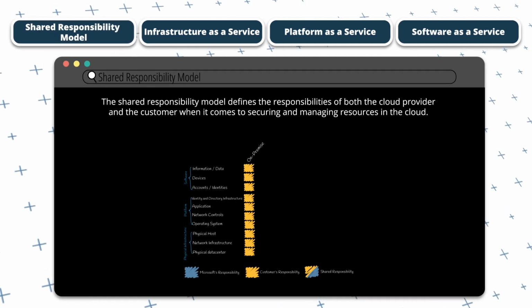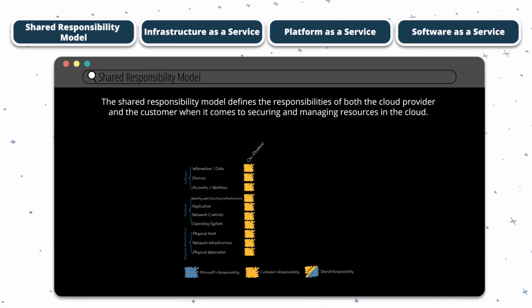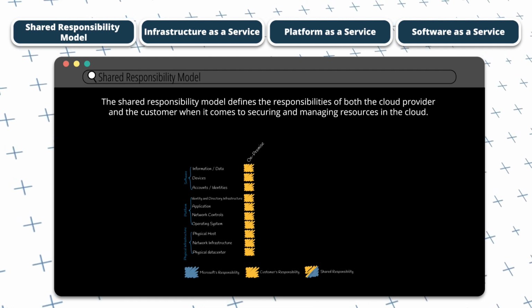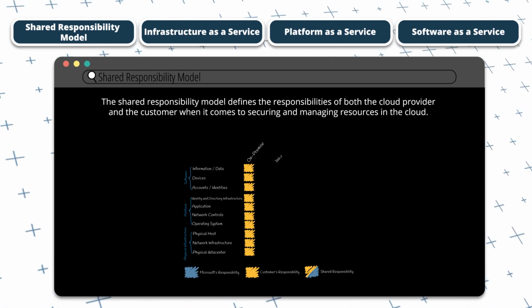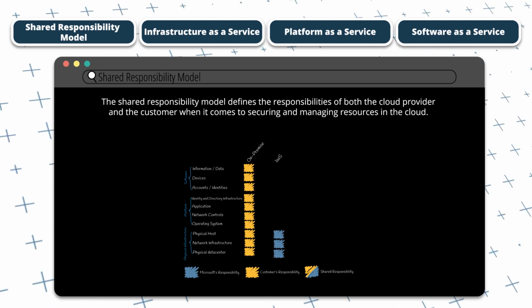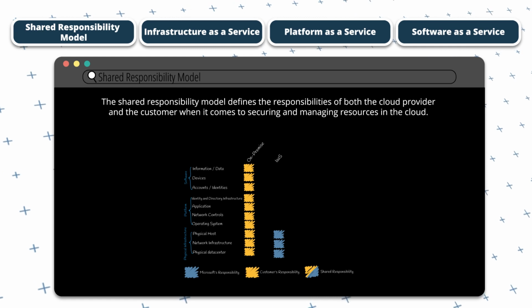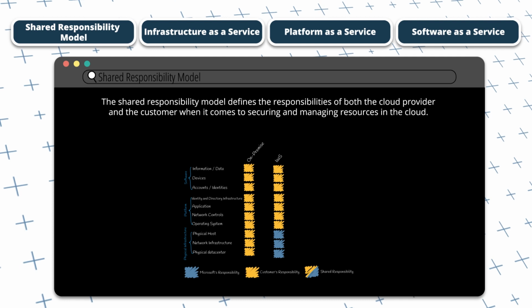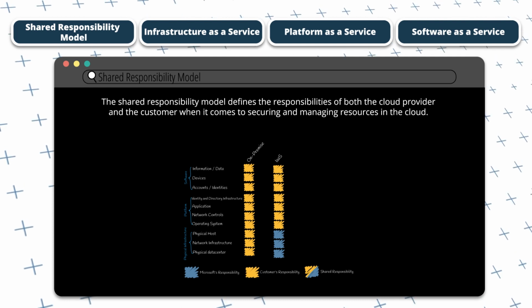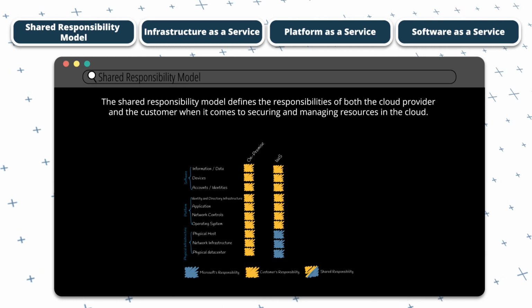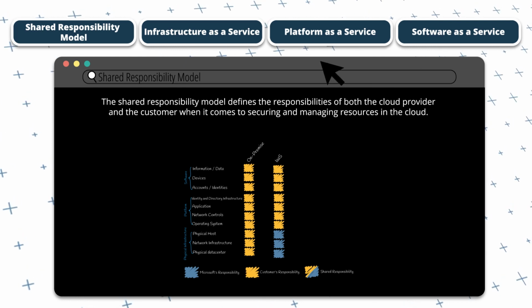So now let's go back to the shared responsibility model. When it comes to infrastructure as a service, the cloud provider is responsible for the physical data center, network, and the host security. But everything else is your responsibility. So as you can imagine, this is the most flexible category of cloud services, which provides you with the most control of your resources. So now let's move on to platform as a service.